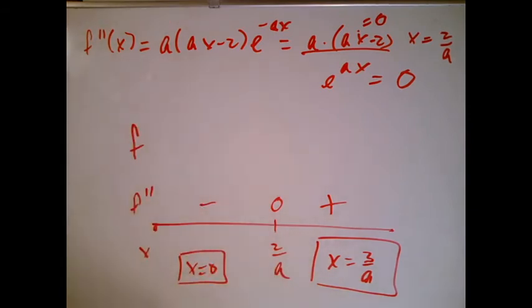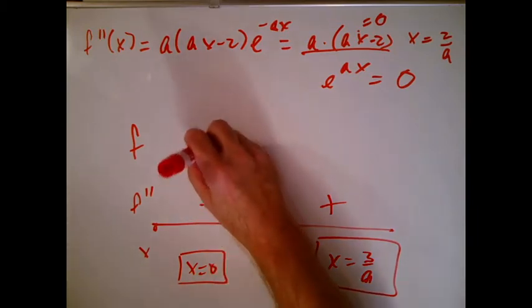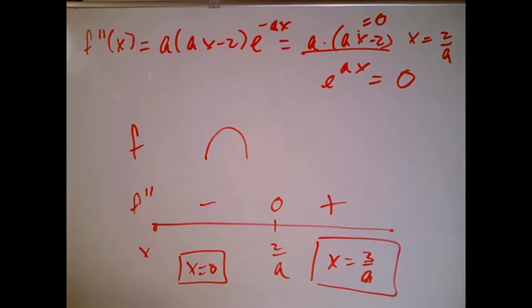Remember, the second derivative doesn't tell us when it's going up or going down. It tells us when it's concave up or concave down. So up until 2 over a, we have something that looks like that. After 2 over a, we have something that looks like that. All right, so now we have the two sign charts for the first and second derivative.